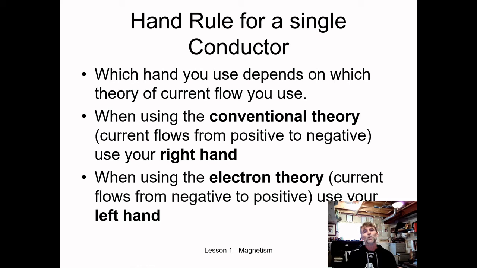So when we look at that conductor that was in the previous picture, we talked about current flow going to the right. But were we talking about current flow using the electron flow theory, or were we talking about current flow using the conventional flow theory? So if we change hands, the right hand says current's flowing that way.